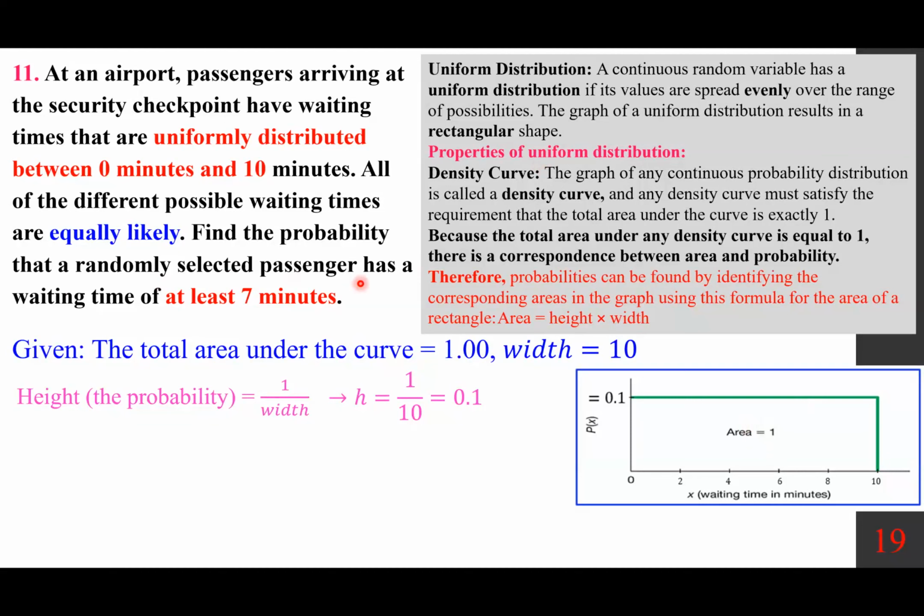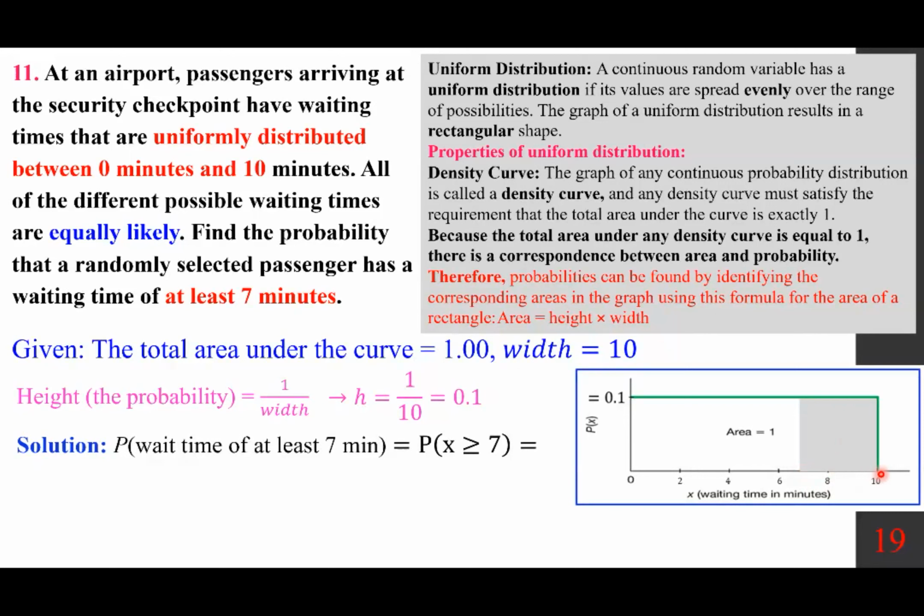find the probability that the randomly selected passenger has a waiting time of at least 7 minutes. Probability of x larger than or equal to 7. So probability of wait time of at least 7 minutes means probability of x larger than or equal to 7. So from 7 to 10, that's the shaded region. And all you have to do is find this area. Find the area of the shaded region, which is the height, which is fixed at 0.1, times this width.